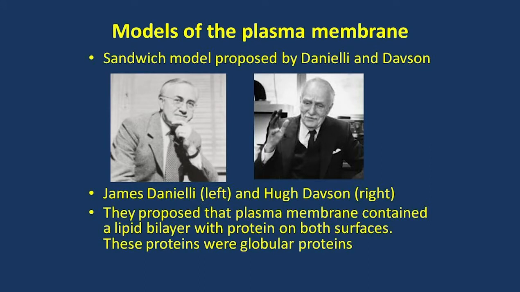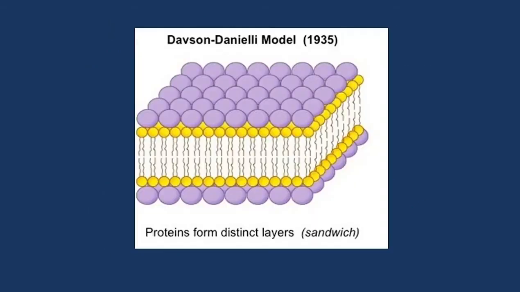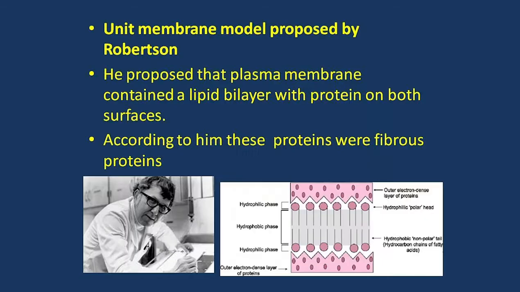The sandwich model, proposed by Danielli and Davson, shows that there is a lipid bilayer in the membrane with proteins on both surfaces. These proteins were globular proteins according to them. This is the sandwich model. You can see the phospholipid bilayer surrounded on both surfaces by the globular proteins. The second model is the unit membrane model proposed by Robertson. He proposed that the plasma membrane contained a lipid bilayer with proteins on both surfaces, just like the sandwich model. But according to him, these proteins were fibrous proteins.